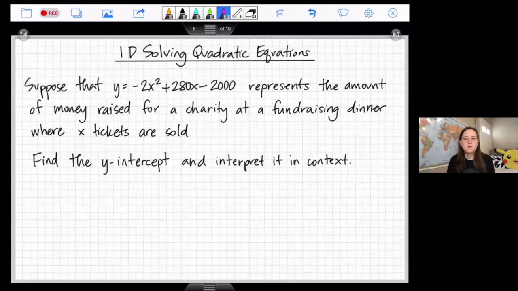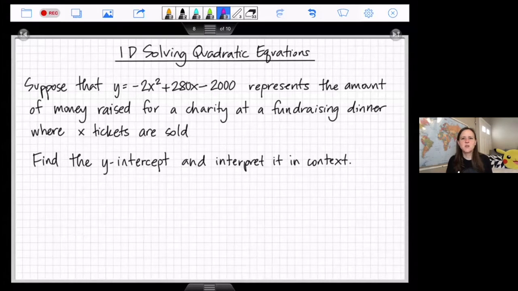So now that we know how to solve every quadratic equation under the sun, we want to put that skill to some good use in some applications. So we have a word problem here. It says, suppose that y equals negative 2x squared plus 280x minus 2000 represents the amount of money raised for a charity at a fundraising dinner where x tickets are sold. Right, and they ask us first to find the y-intercept and interpret it in context.